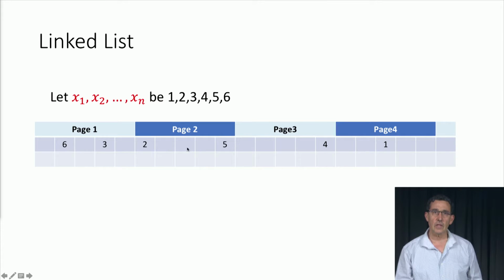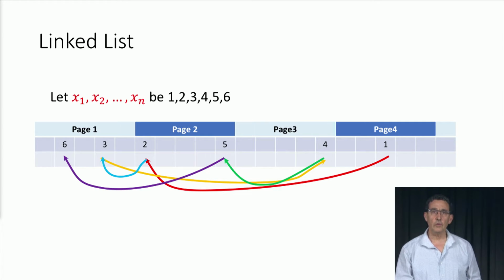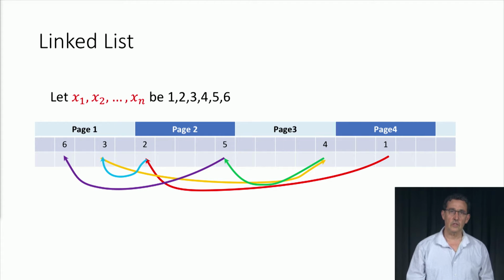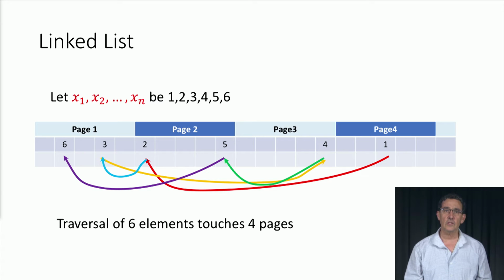And the elements are basically put throughout, and each element has a pointer to the next element. So 1 points to 2, 2 points to 3, 3 points to 4, 4 points to 5, and 5 points to 6. So suppose now that we want to do the calculation of the sum of the square of the consecutive elements, we basically have to access all of these pages. Okay, so we need to touch 4 pages, and that's basically going to cost us more time.